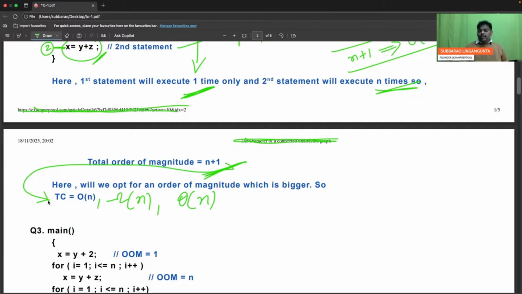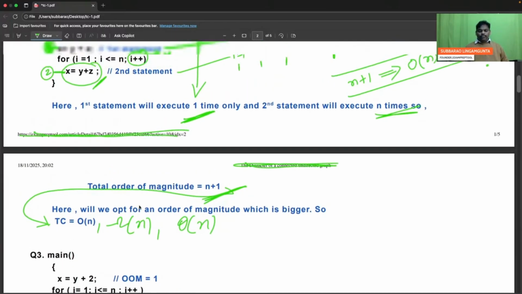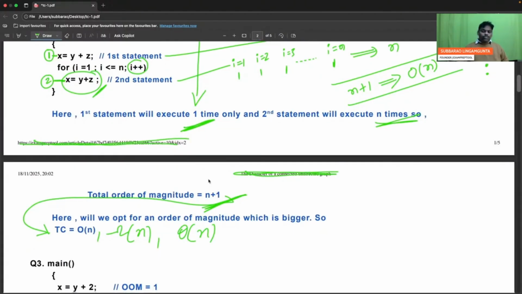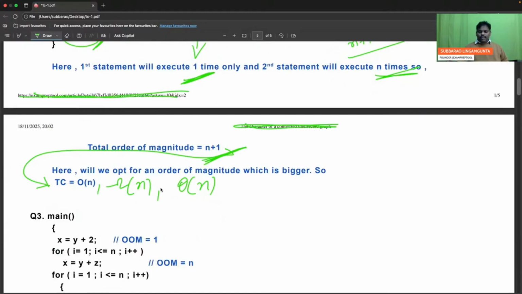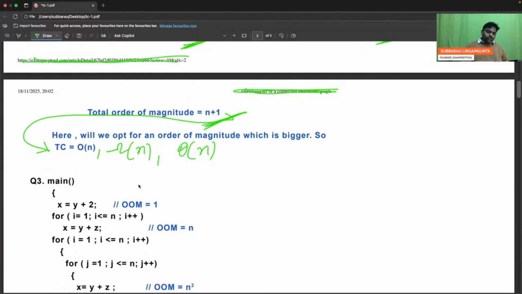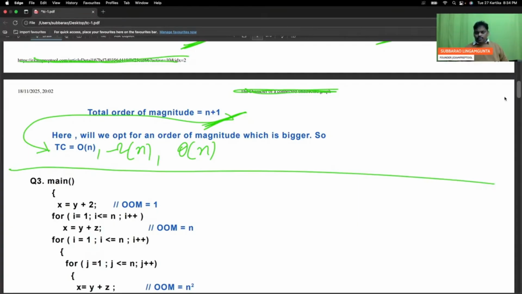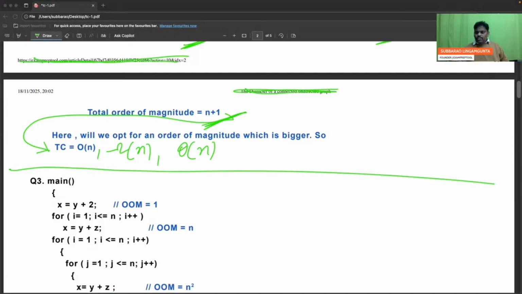Simply, for every statement, find out the order of magnitude and add them. That gives the order of magnitude of the total program. In that, whichever is bigger, you take. N plus 1, bigger is n. So big O of n, omega of n, theta of n. You can do this. So the second problem is also done. Is there anyone who has any objection? Please let me know. The purpose of this class is how to find out time complexity.